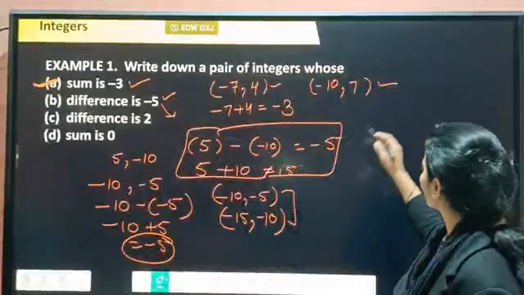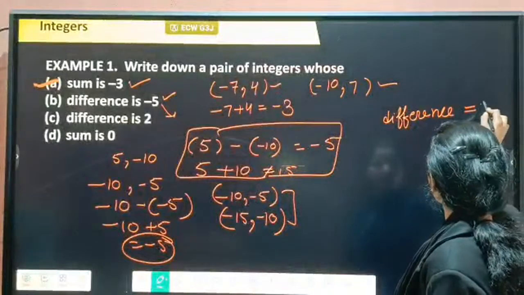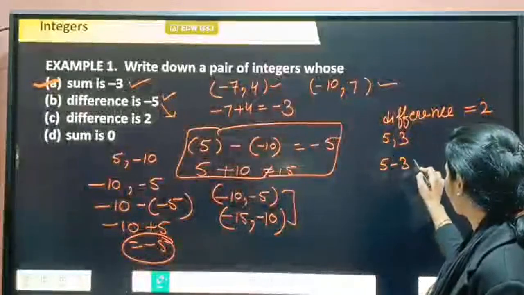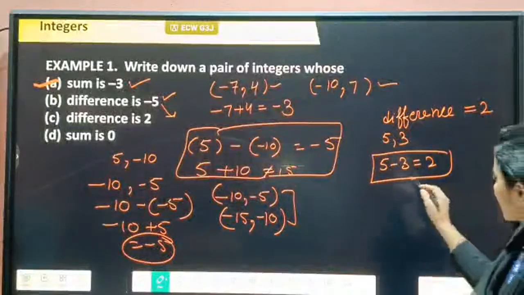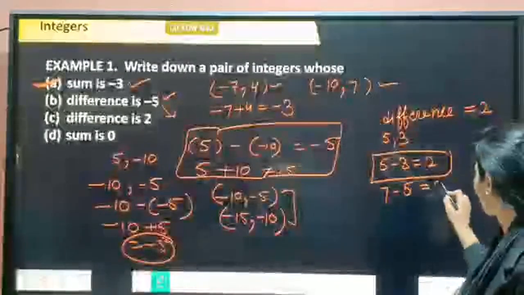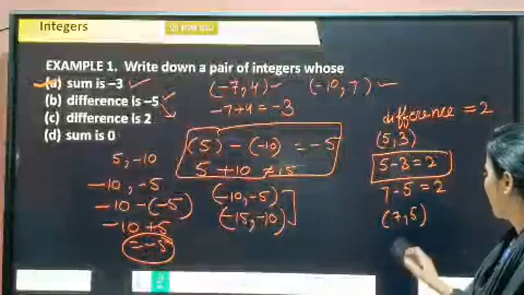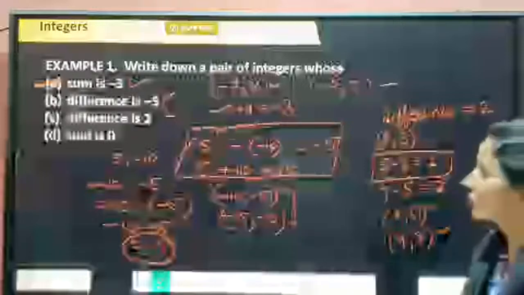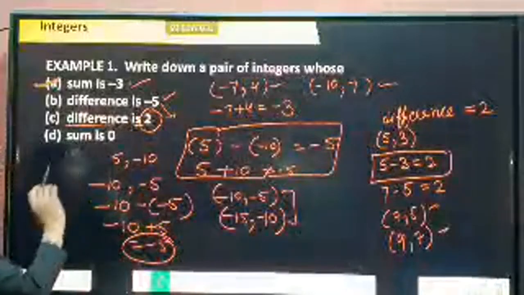This third part, difference is 2. The difference should be 2, like 5 and 3. If you subtract 3 from 5, then you will get difference 2. 5 minus 3, answer is 2. Next is 7 minus 5, then answer is 2. So one more pair, 7 comma 5, and 5 comma 3. Next, 9 comma 7 you can choose. So many pairs exist whose difference is 2. From your side, you can choose any pair of integers whose difference is 2.